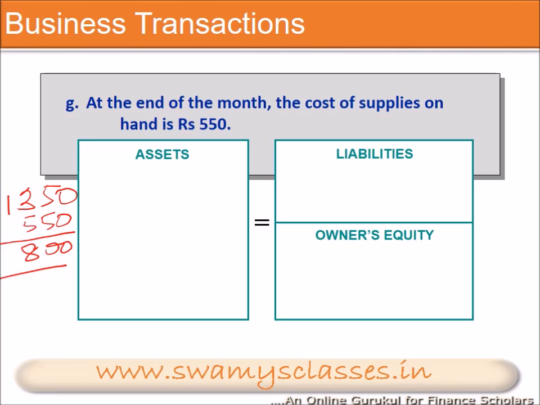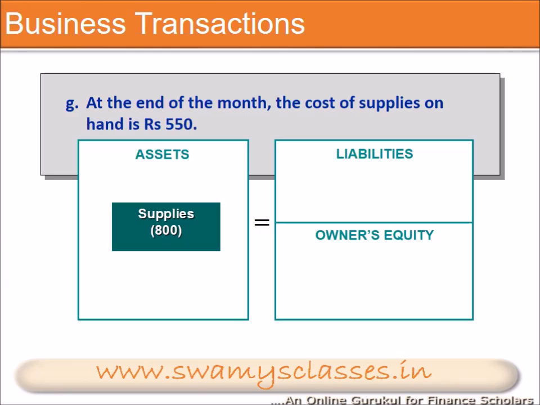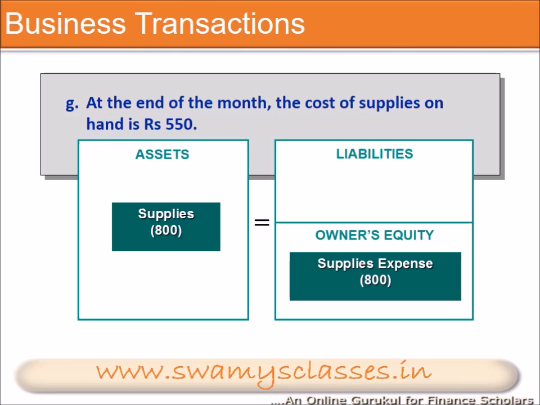When we say we have consumed, obviously it is a financial transaction. So your accounting equation should get adjusted to that. Let us see how it gets. Your supplies will go down by 800. So your assets will go down in the name of supplies by 800. And once we have consumed this, can we call this as an expense? Obviously. So your owner's equity should go down. So your owner's equity will go down in the name of supplies expense.